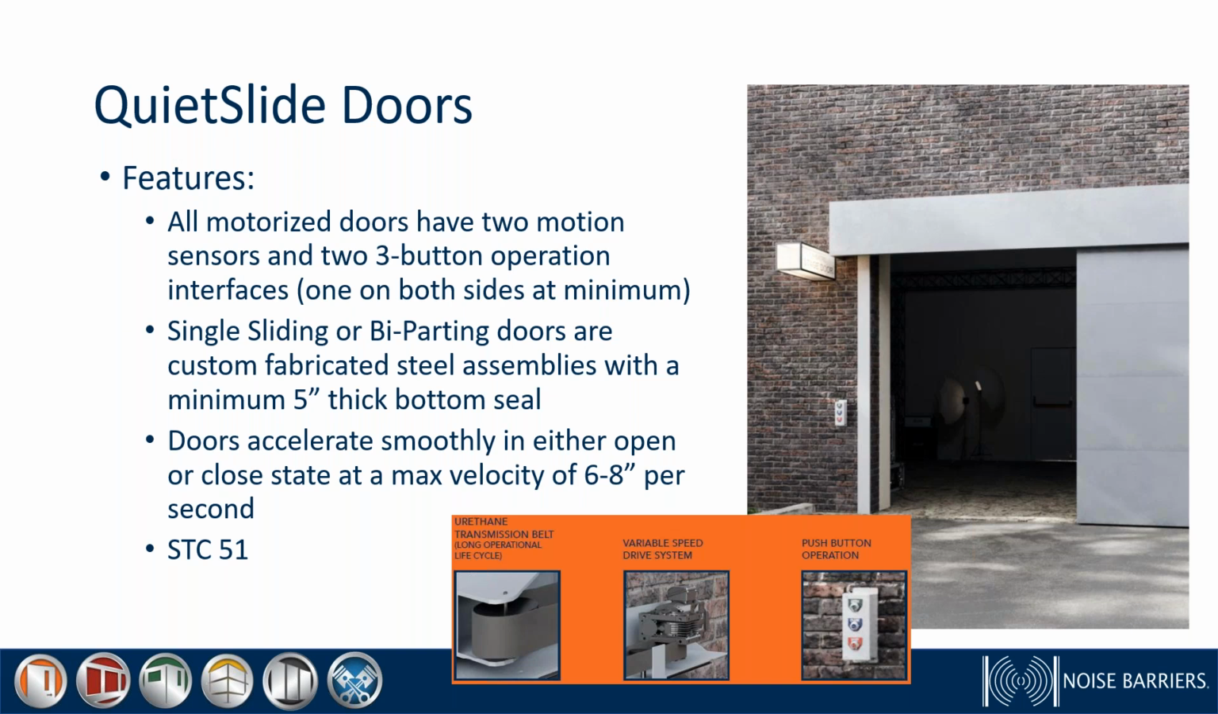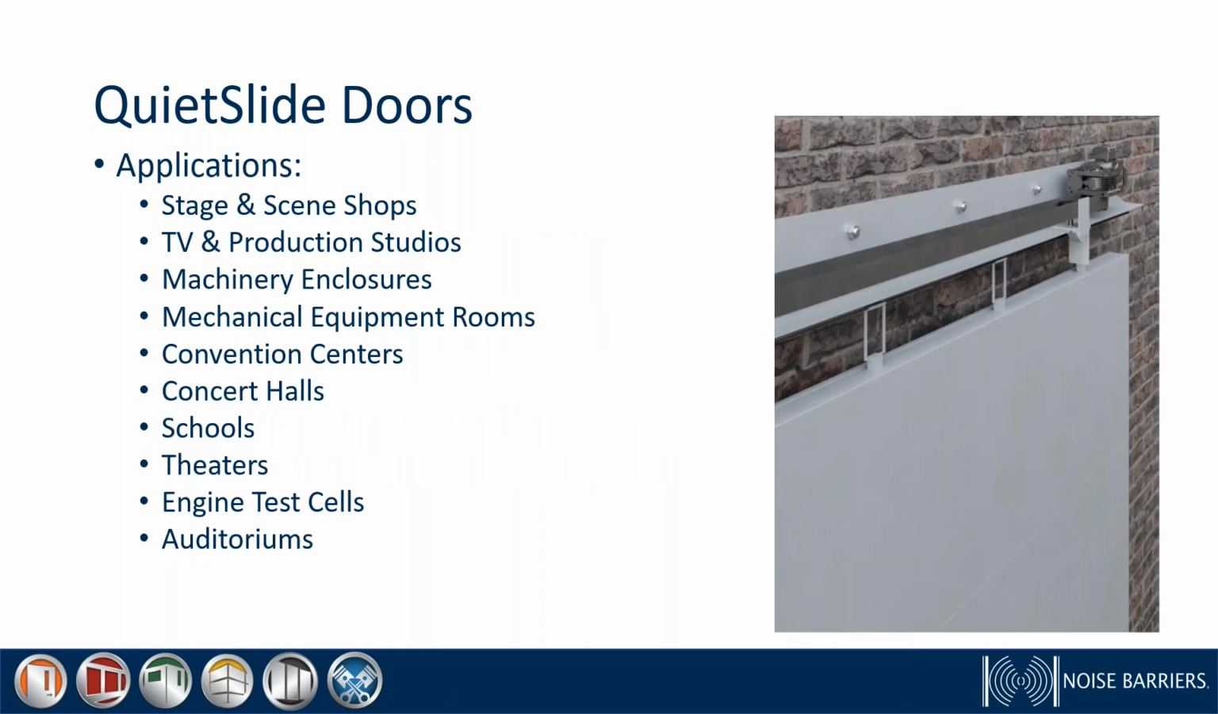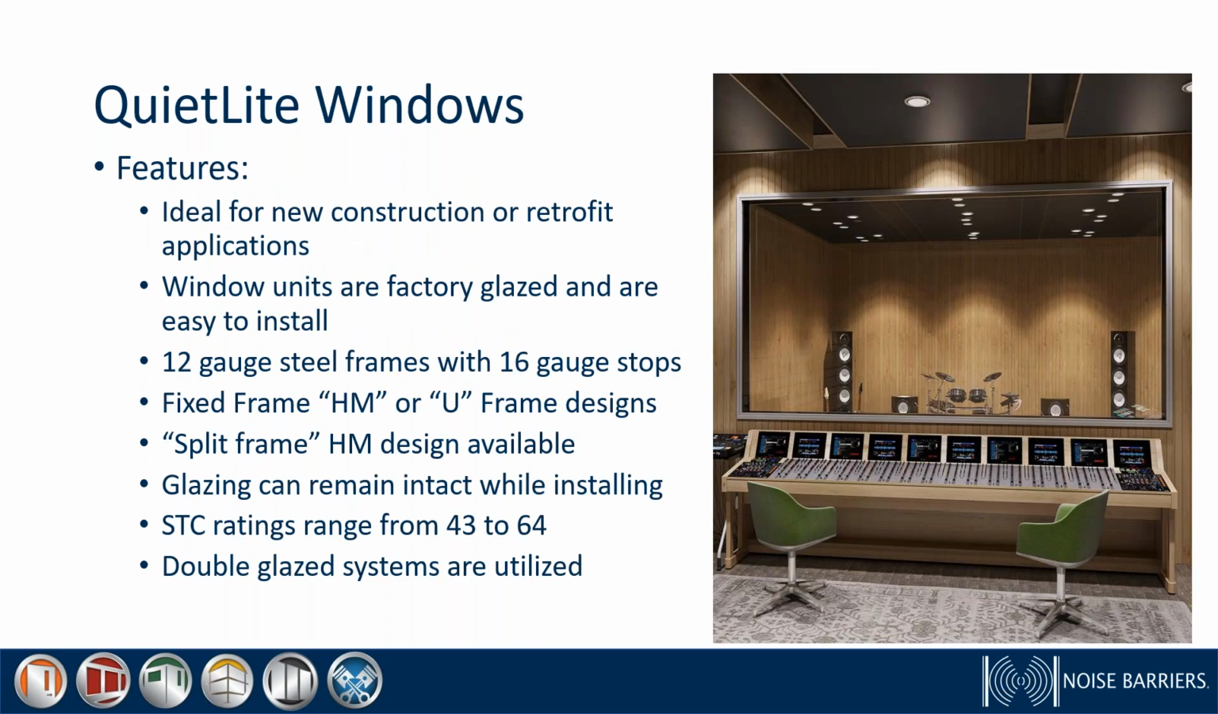When doors get up to 20 to 30 feet wide, we do like to go to a biparting option. So you'd have 2 motorized sections that would slide in uniform or separately, depending if you only want to open one side of the door. So it definitely is a door that's very unique. Application where most of these are seen: stage and scene shops, TV, production studios, machinery enclosures, machinery equipment rooms, convention centers, concert halls. So a lot of these go into certain areas where they're really pushing a lot of big equipment, so they need the access, but they also need the acoustic rating from the opening. That's where you'll see a lot of these big sliding doors.